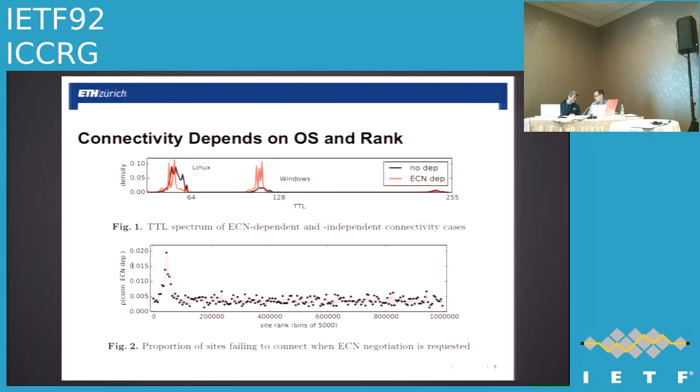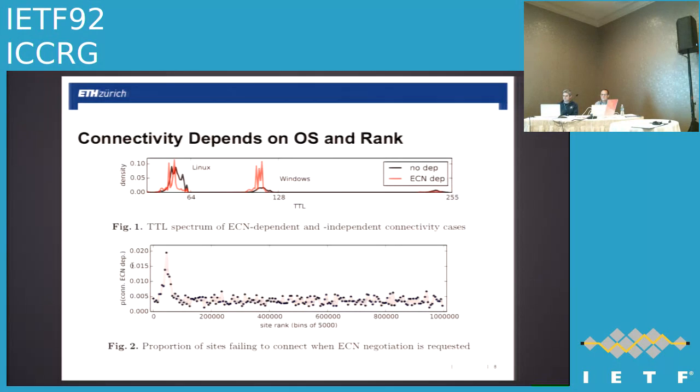And we see here that the things that don't have dependency are far more likely to be Linux than the things that do have dependency. Another interesting thing here is the fact that the things that have ECN dependency in Linux seem to have a farther path from where we're doing the measurements than the things that are independent.